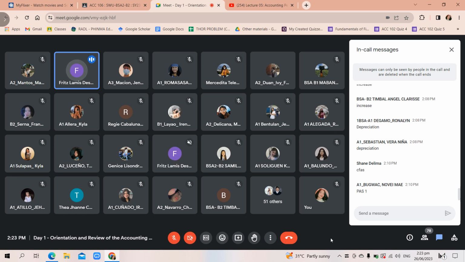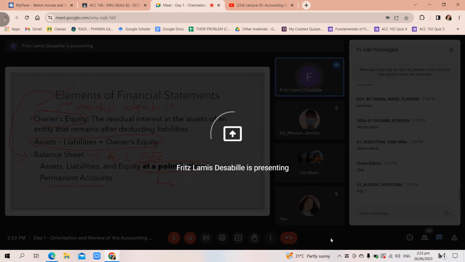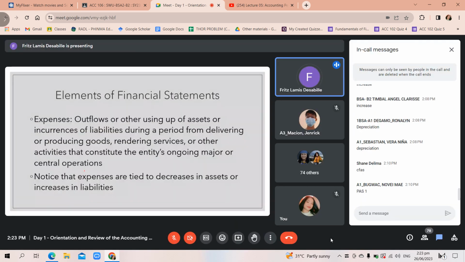So again, balance sheet, permanent accounts ang tawag nila. Next, we have expenses. Outflows, of course. Or other using up of assets or incurrence of liabilities.